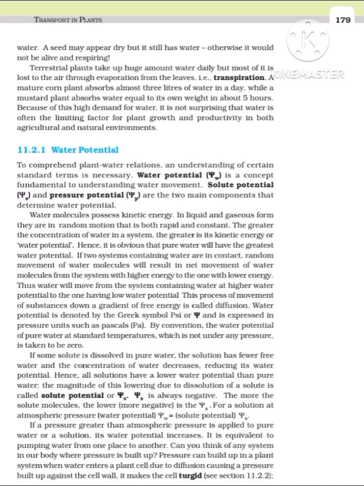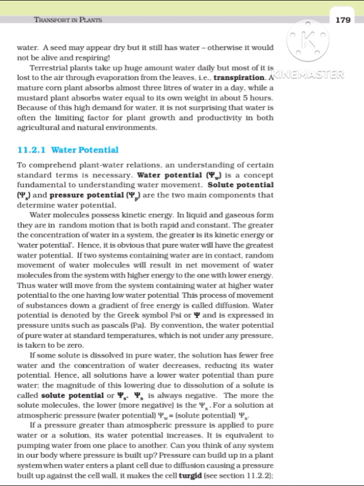If two systems containing water are in contact, random movement of water molecules will result in net movement of water molecules from the system with higher energy to the one with lower energy. Thus water will move from the system containing water at higher water potential to the one having low water potential. This process of movement of substances down a gradient of free energy is called diffusion.